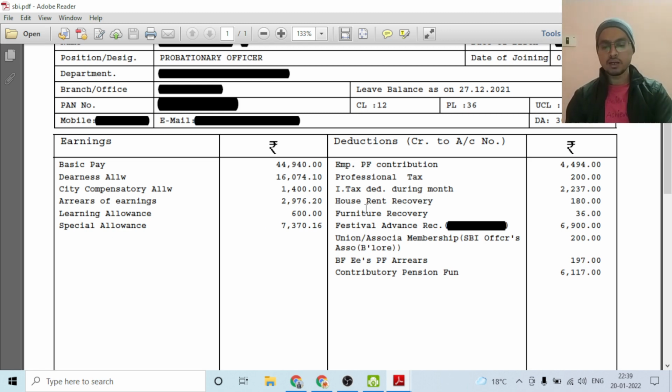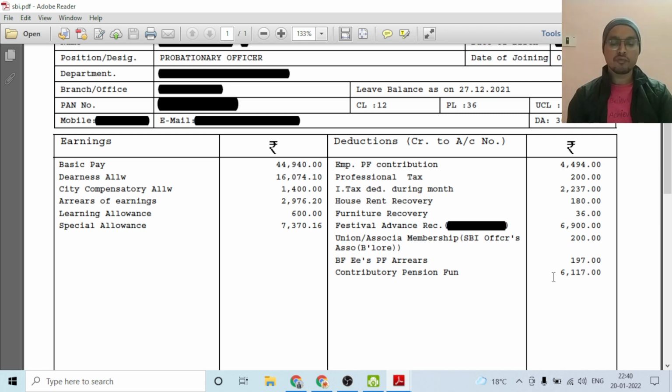Again deductions will be there. PF contribution, you have to make some contribution to the provident fund. Then you have to pay professional tax. Income tax also you have to pay. House rent recovery, he is paying the house rent recovery amount, so obviously he is staying in a rented house. Furniture recovery means he has taken the furniture allowance from the bank, so he is paying the furniture recovery. Festival advance he is paying. His contribution to the union, 200 rupees he is paying. PF arrears 197, contribution to the pension fund 6,000. So that is all his deduction.